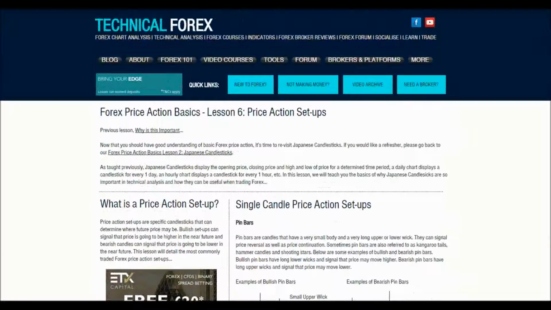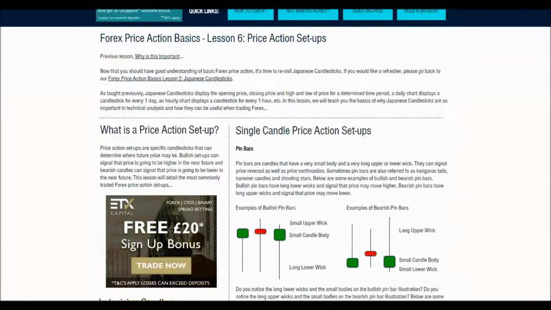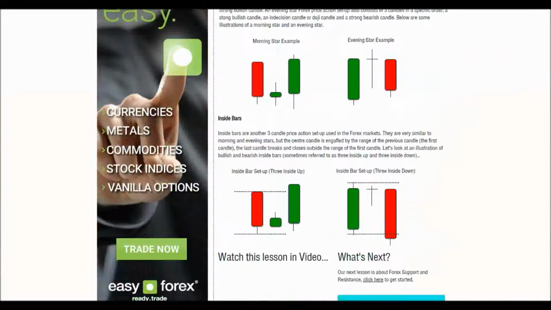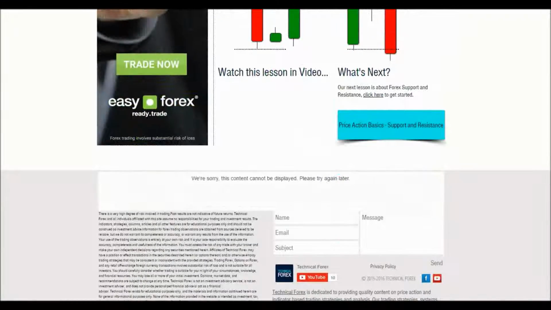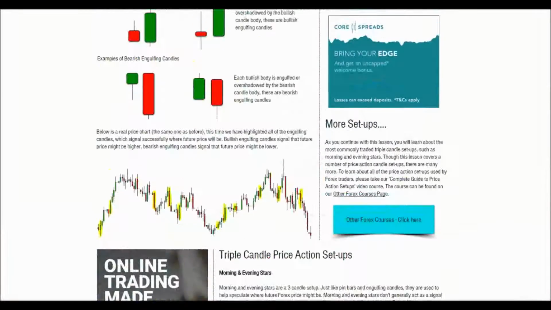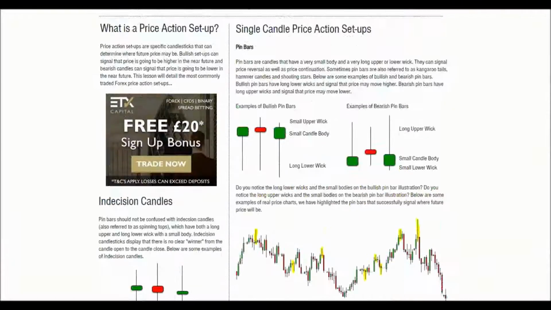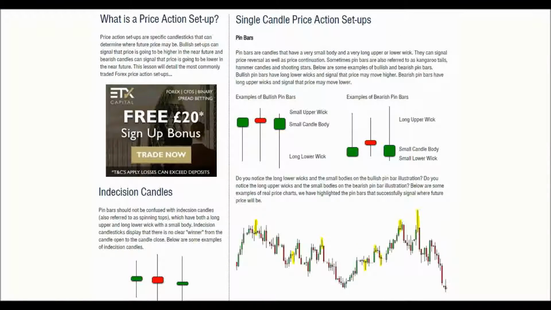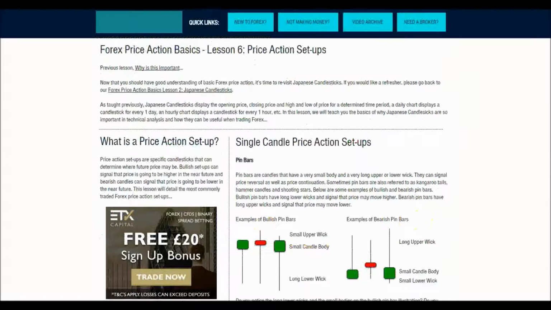But as I have mentioned in previous videos, please read through this content as well as watching the video, because you'll gain a much better understanding of Japanese candlesticks and all the material in this course if you read and look at the illustrations as well as watching and listening to the video.